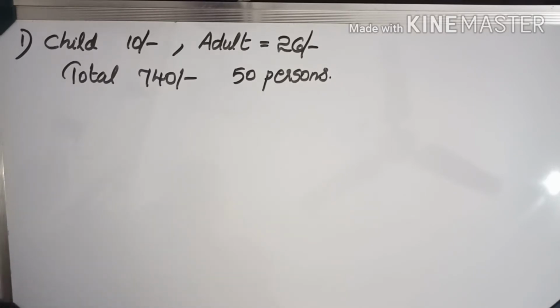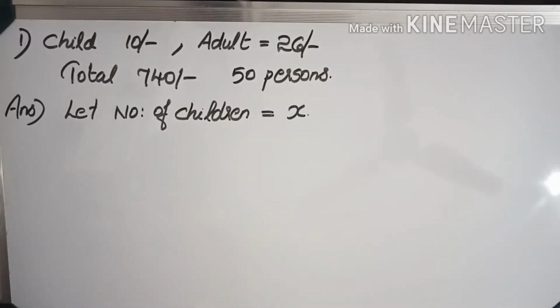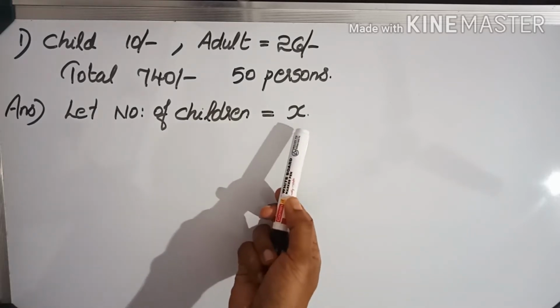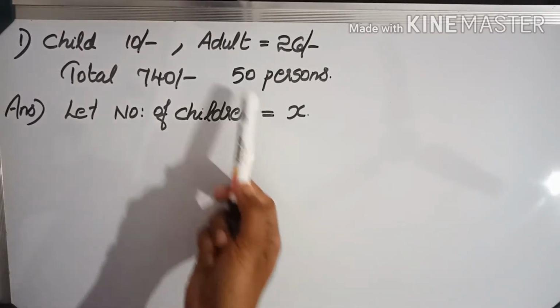So first we have to consider one variable, that is, what we have to find here, that we will consider as the variable. So here we have to find the number of children. Number of children, let's consider as x here. Now if number of children equal to x, what will be the number of adults?